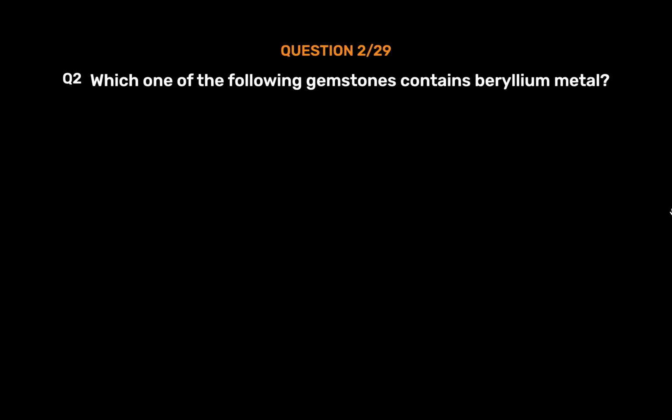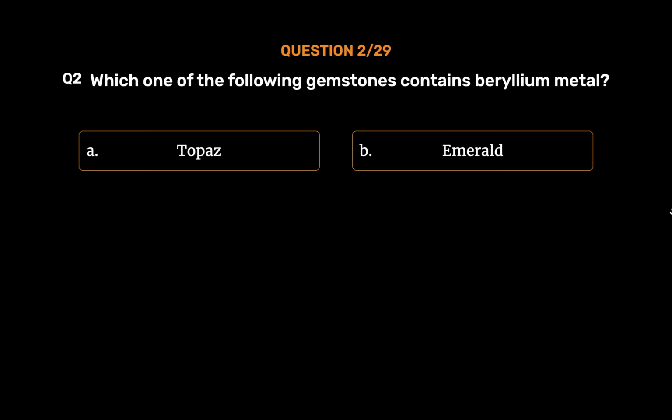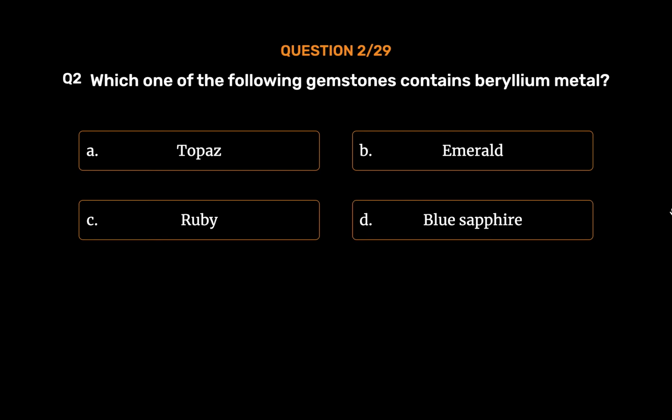Question number 2. Which one of the following gemstones contains beryllium metal? Option A. Topaz. Option B. Emerald. Option C. Ruby. Option D. Blue sapphire. The correct answer is Option B.